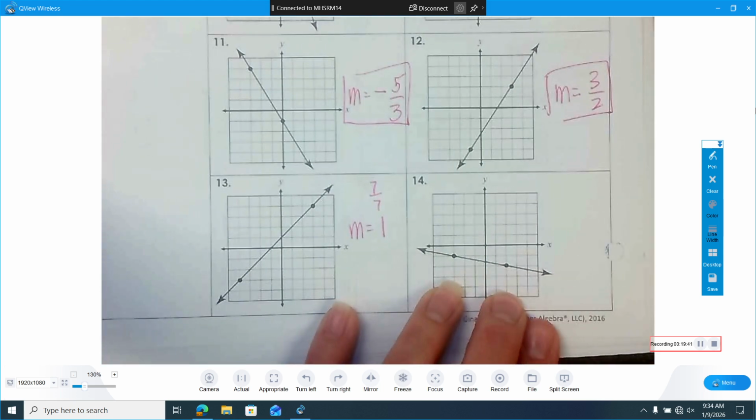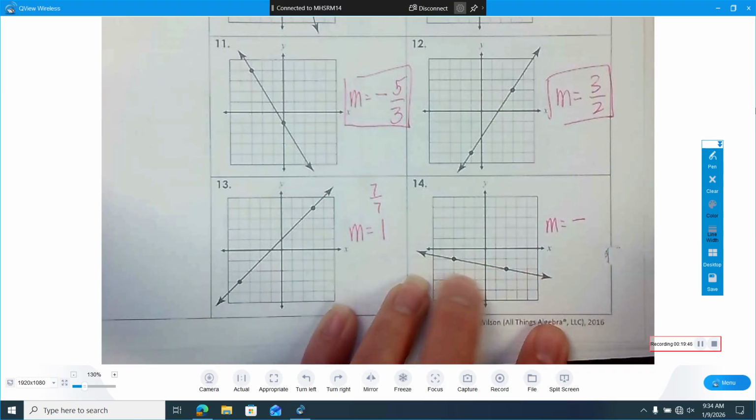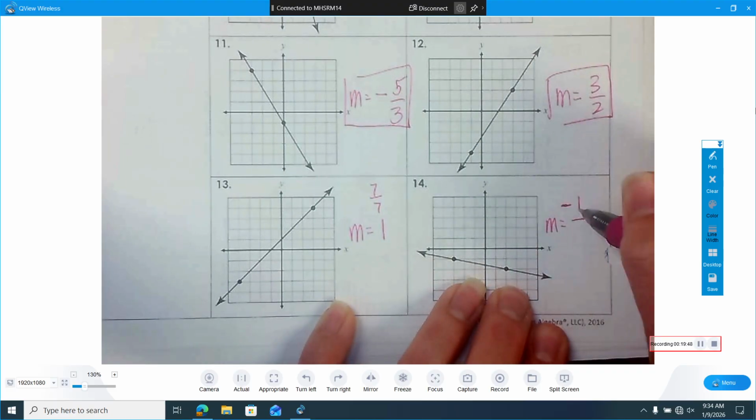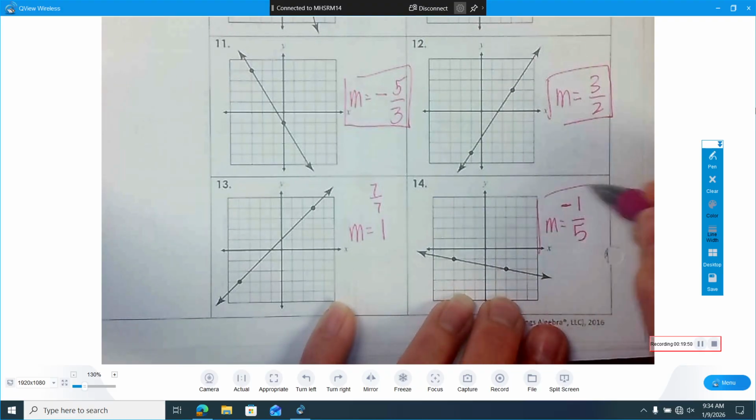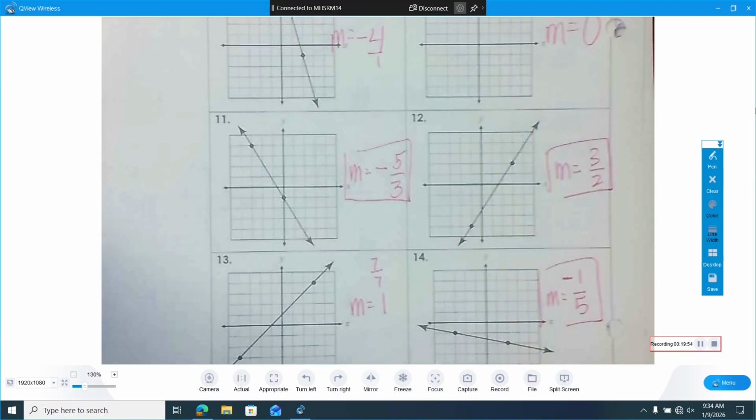And on number 14, is it positive or negative? Negative. It's going downhill from left to right. So this is a -1 over 5. All right. Do you guys have any questions for me? This is so easy, right?